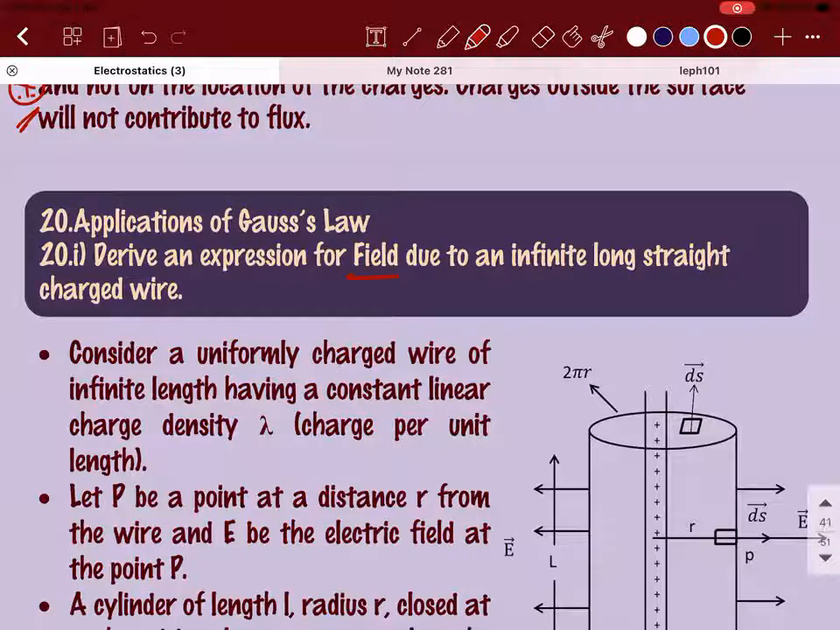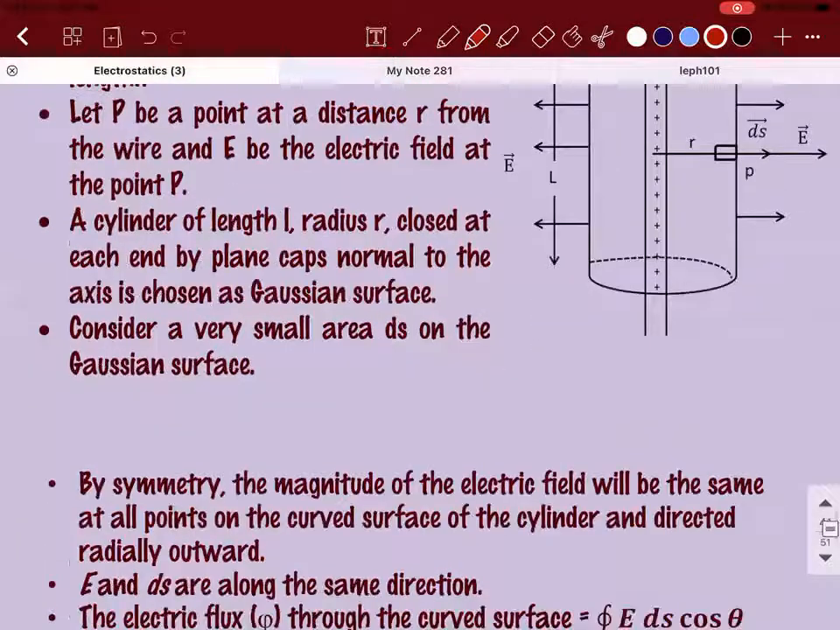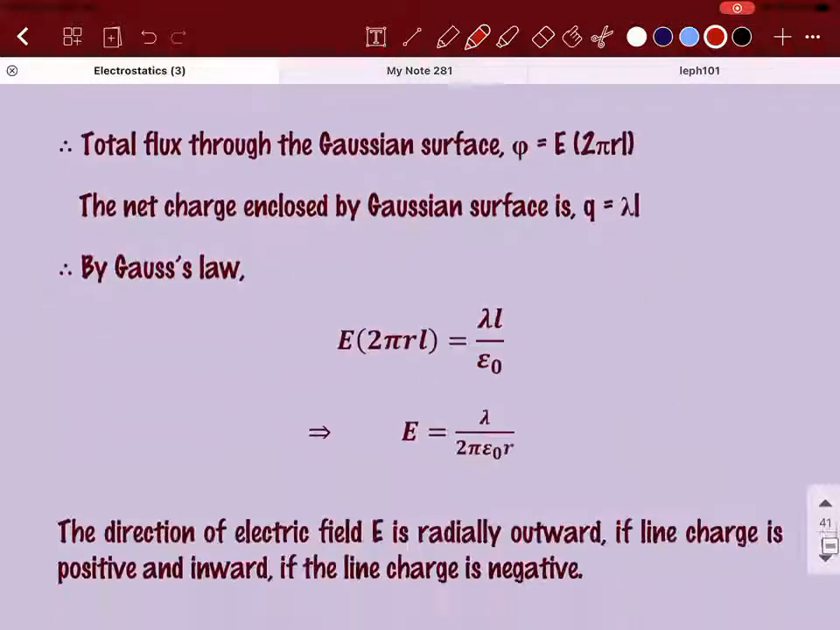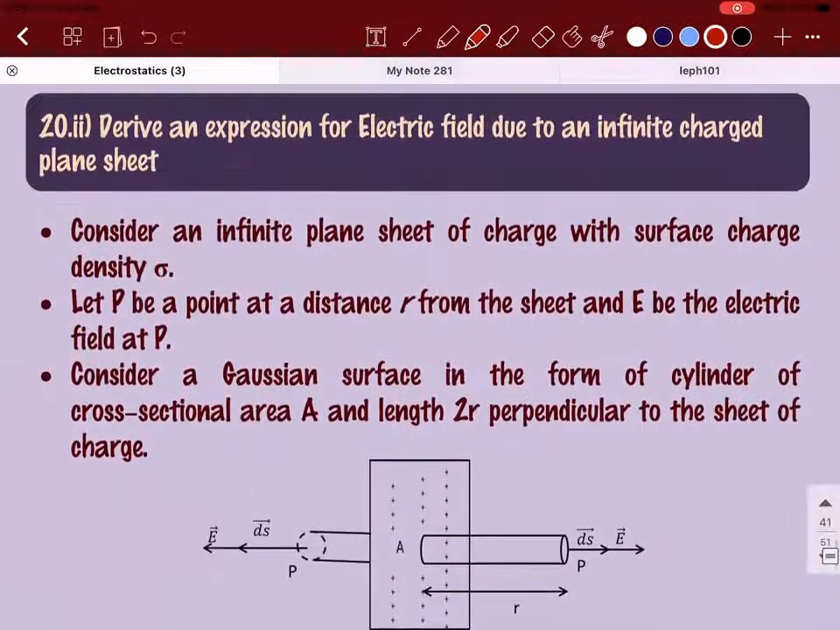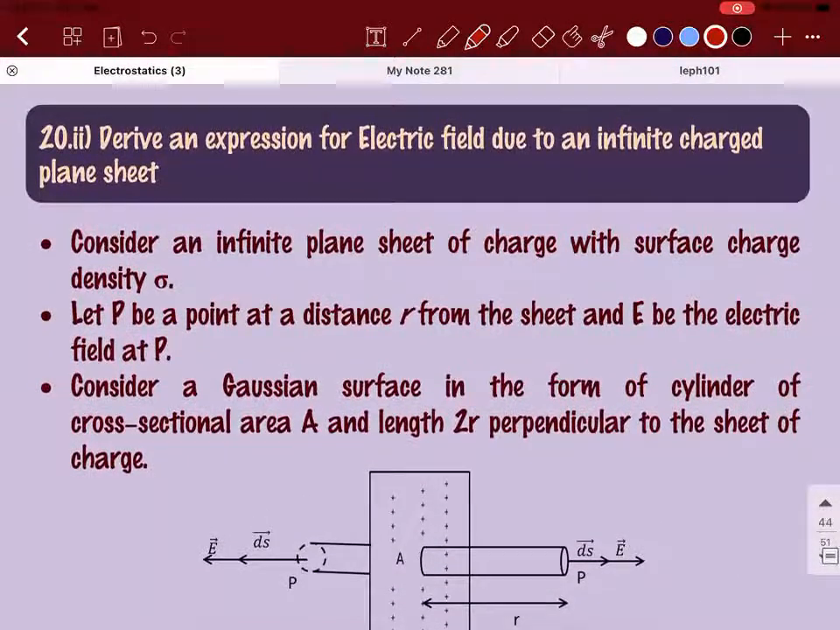If somebody asks you what application you are going to do, your job is to derive an expression for the electric field due to extended charges. When I talk about extended charges, there are 3 applications: a linear charge, a surface charge, and a volume charge. That's the logic: 1-dimensional, 2-dimensional, 3-dimensional.